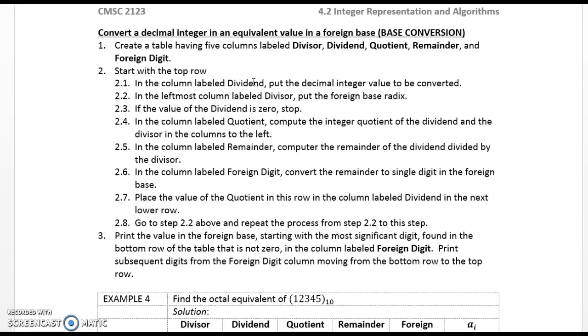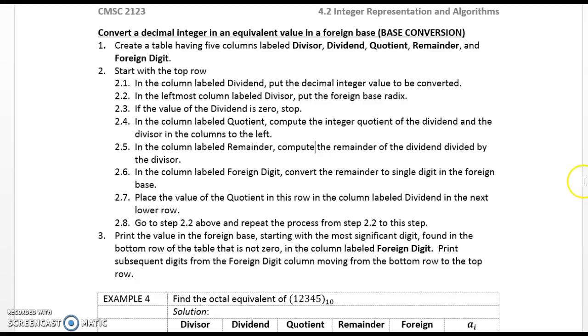If the value in the dividend is 0, stop. In the column labeled quotient, put the integer quotient of the dividend and the divisor in the columns to the left. In the column labeled remainder, compute the remainder of the dividend divided by the divisor. In the column labeled foreign digit, convert the remainder to a single digit in the foreign base. 2.7, place the value of the quotient in this row in the column labeled dividend in the next lower row. 2.8, go to step 2.2 above and repeat the process.